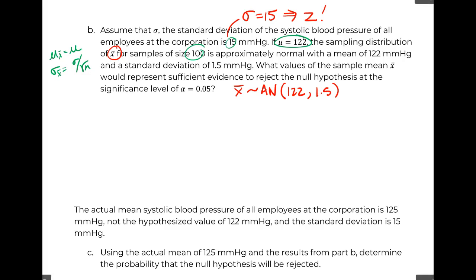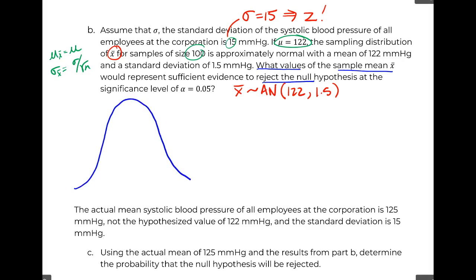What values of the sample mean would represent sufficient evidence to reject the null hypothesis at a significance level of 0.05? So essentially, this is like our rejection region problem, except instead of asking for z's that would have us reject, they're asking for sample means. So I want you to take a moment and think about what you might do here.